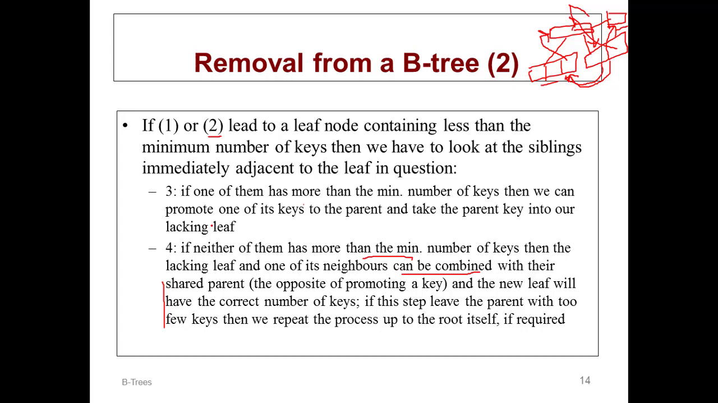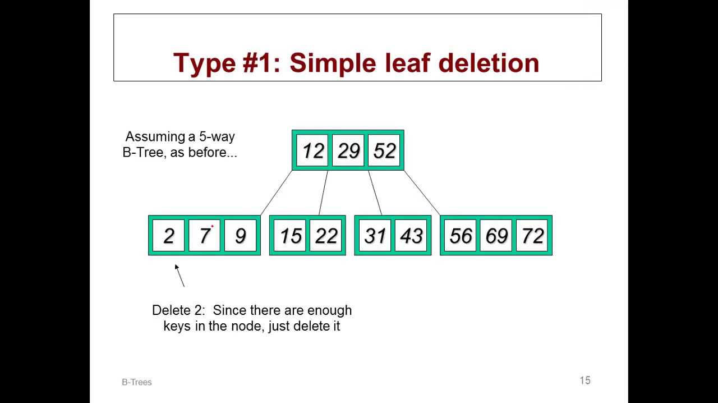So keep in mind these points, and we will utilize them in order to perform the deletion from a particular tree. Okay, let's look at this random example, in which we discuss type number 1, simple leaf deletion. We just discussed in point number 1 that if there is a key which needs to be deleted and it exists in the leaf, and deleting that key does not reduce the number of keys below the minimum at that particular level.